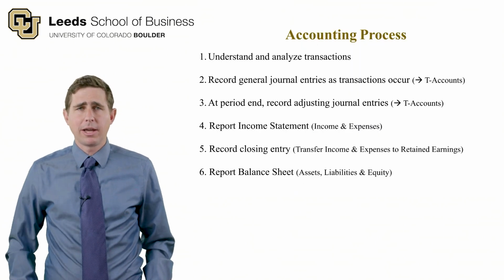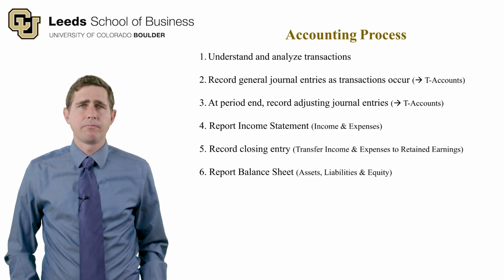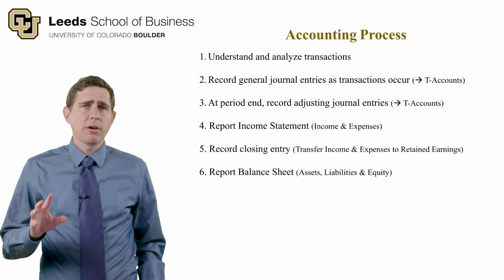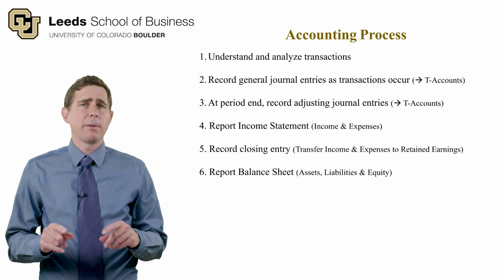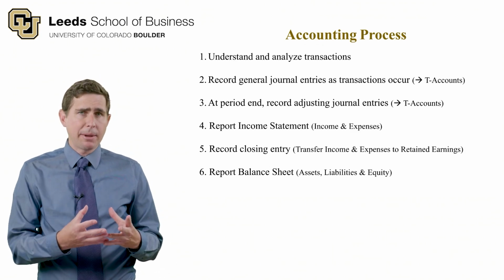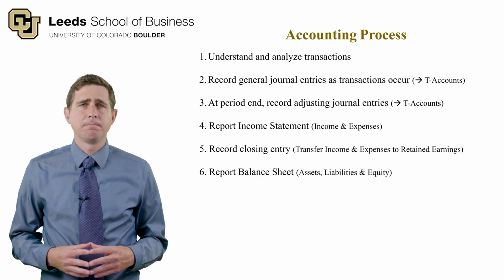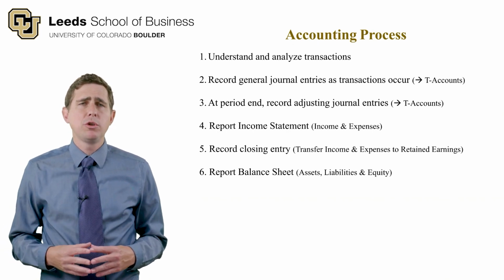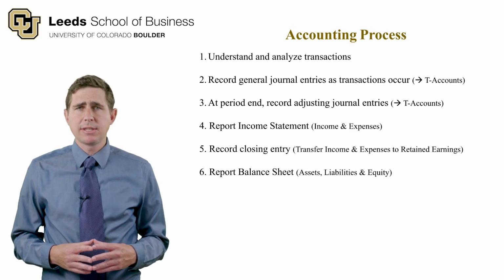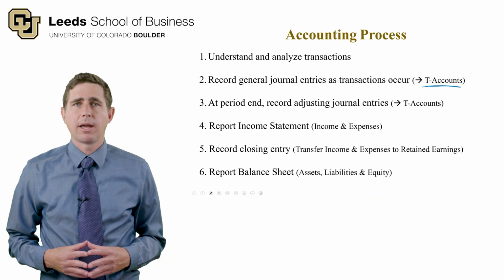Here's a list of the accounting process that we're going to go through over the course of the next few videos. The first thing you need to do as an accountant, so you're not going to be an accountant, but I'm going to teach you how accountants do their job, is when you observe an economic activity, you need to understand and analyze the transaction that happened. If it requires a journal entry, you need to record general journal entries as those transactions occur, and you need to post your journal entries into T accounts.